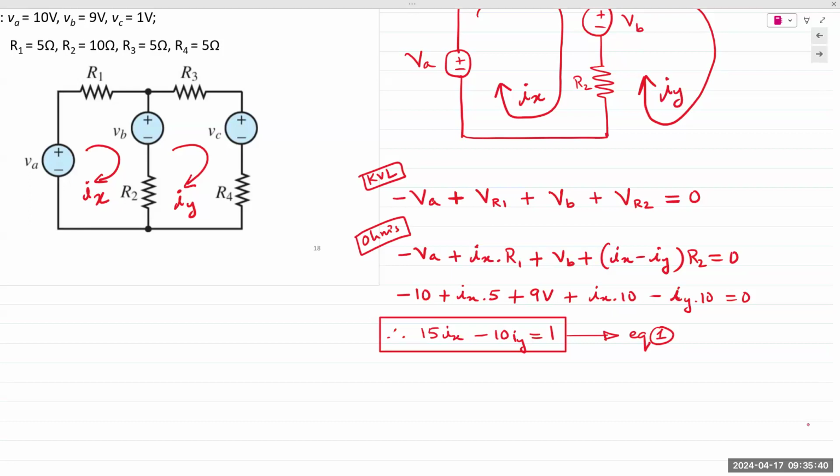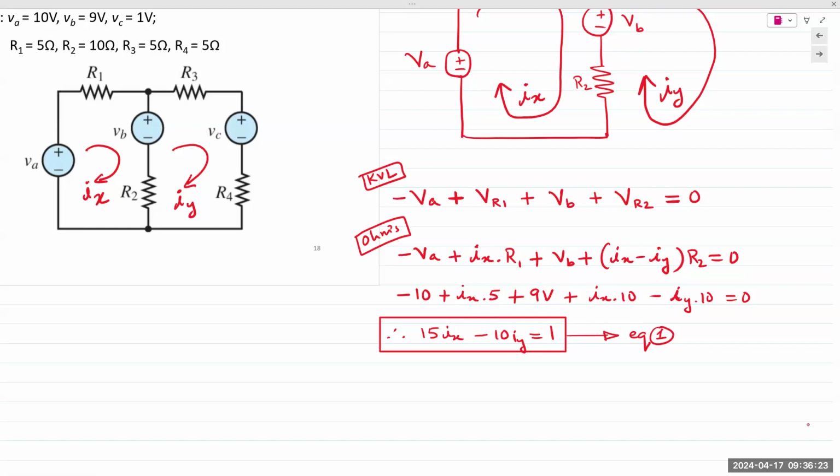Yes. Let's see, 5. No, so we have 5 times IX here, and then 10 times IX there. And then let's see, minus 10 plus 9. So you got minus 1. Minus 1 goes on the other side. You got 1. Yeah. No, it's all good. It's all learning, part of learning. How about everyone else? All good? Okay.